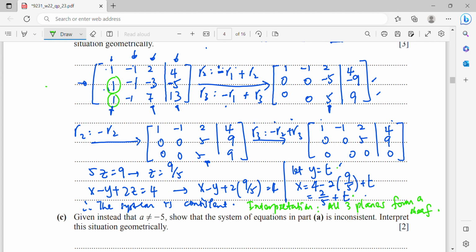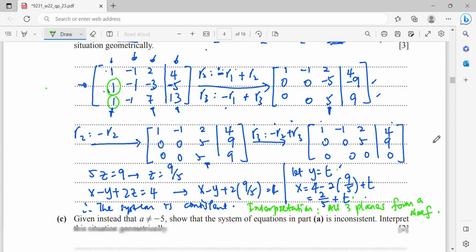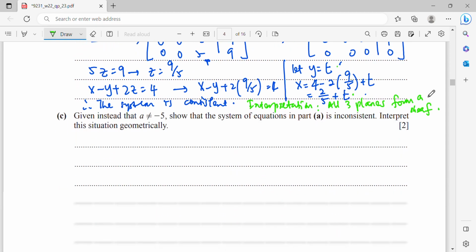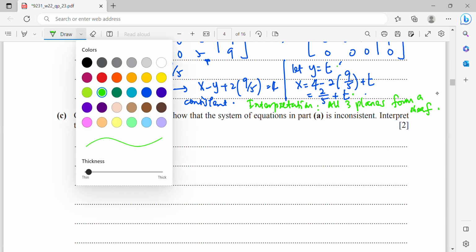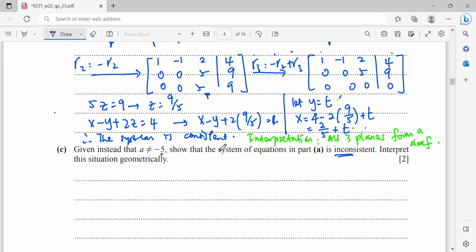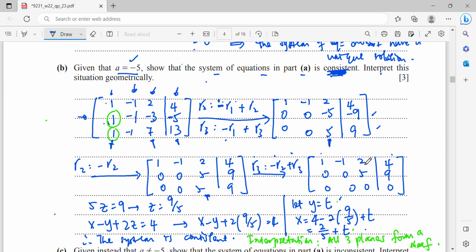All right, so this is question B. So we need to perform the row operation. Now, for C, given that a is not minus 5, show that the system of equations in part A is inconsistent. Inconsistent means that there's no solution. Since a is not equal to minus 5, we have to keep this minus 5 as a.